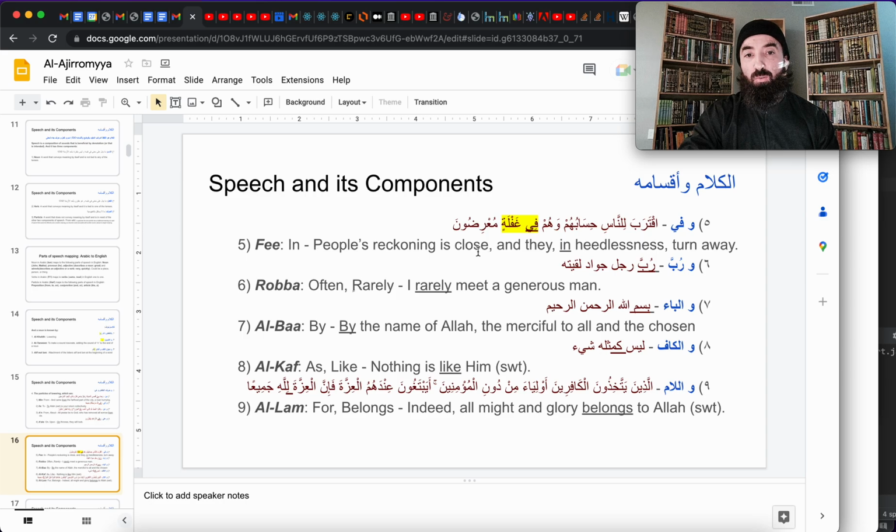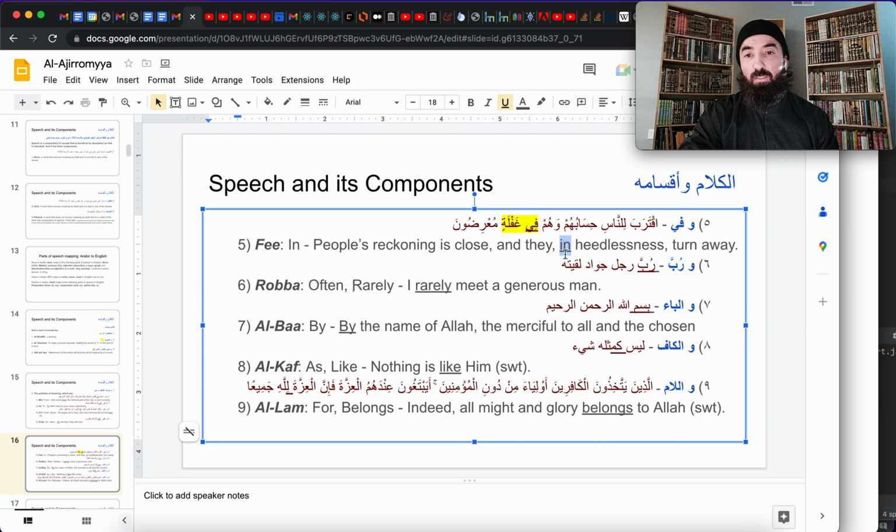People's reckoning is close. This is the translation of the verse: people's reckoning is close, and they in heedlessness turn away. So again, here is in, fi, and this tells us that what comes after fi, which is ghafla, is a noun. Rubba is the sixth one.